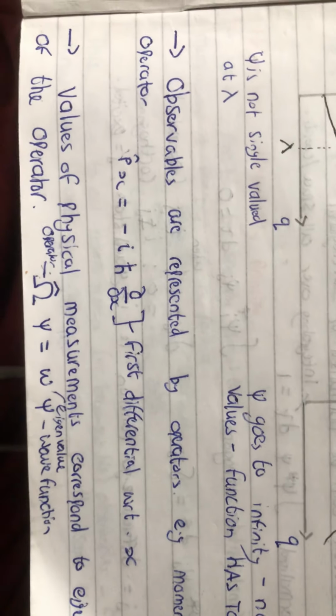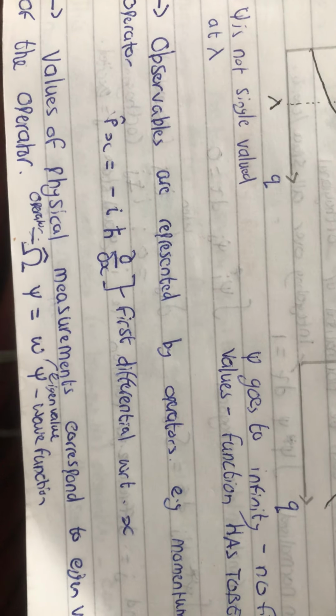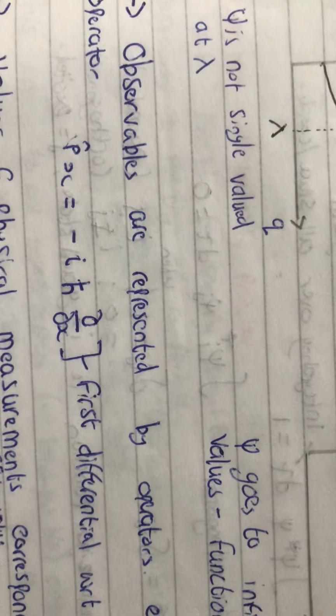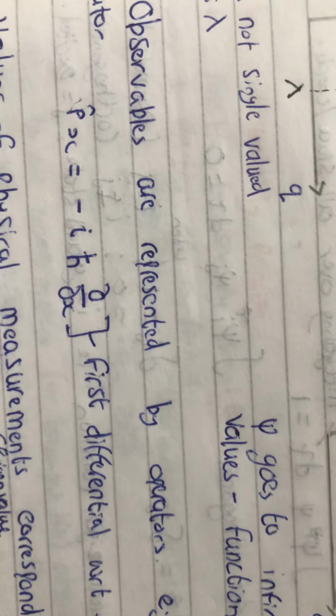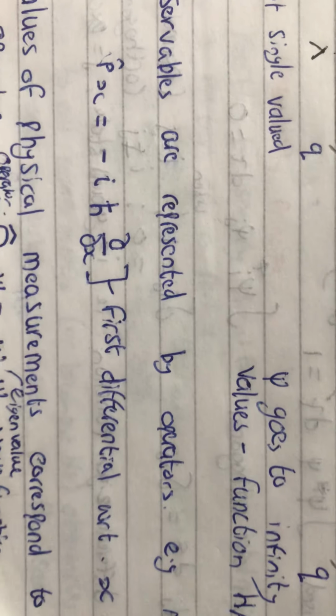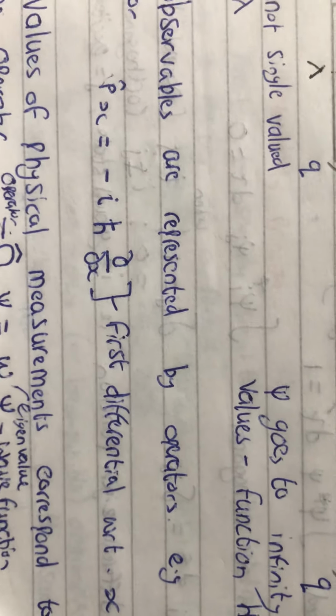So we've got some observables here which are represented by the operators. For example, the momentum operator. So we've got the momentum operator here is equal to minus i h bar, which is reduced Planck's constant, and then that's the first differential with respect to x, i being an imaginary number.